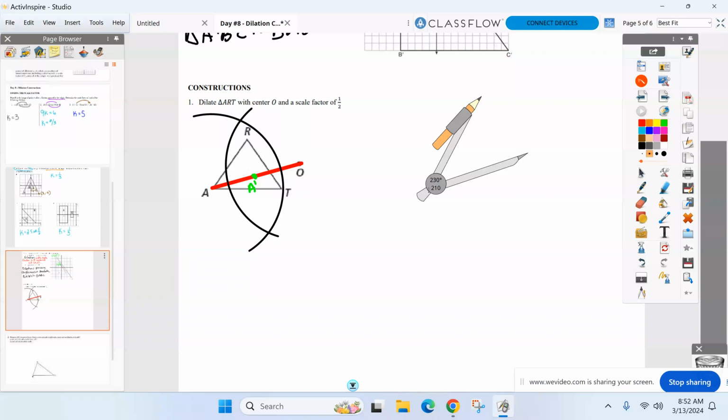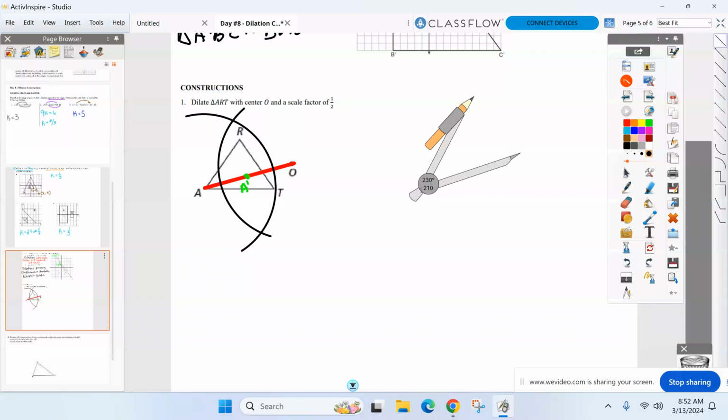And now you guys are going to do the same thing for R and T. You're going to move R and T half the distance closer. So I'm going to let you go on your own. You decide what you're going to move now, T or O. Connect it with your straight edge first, and then find its midpoint.